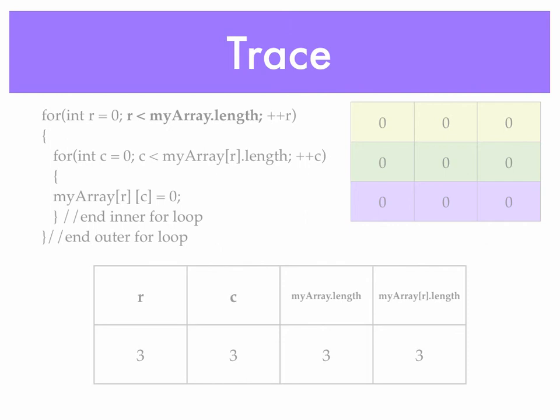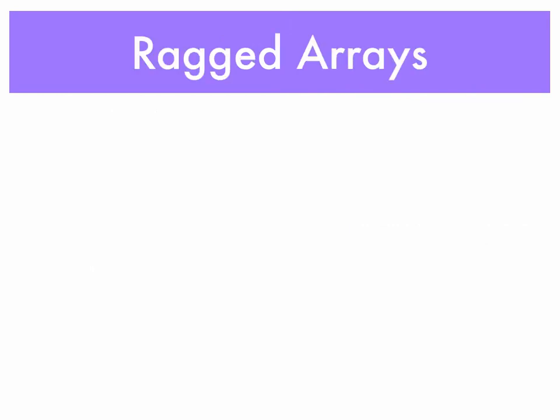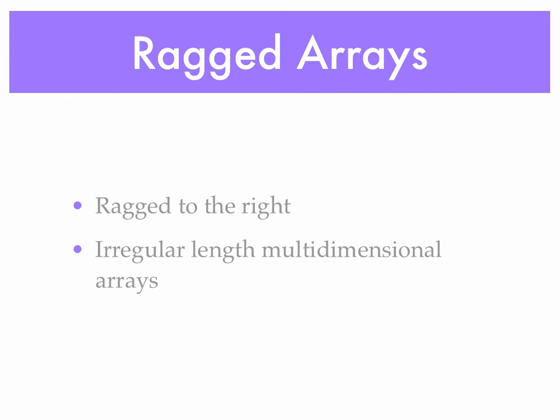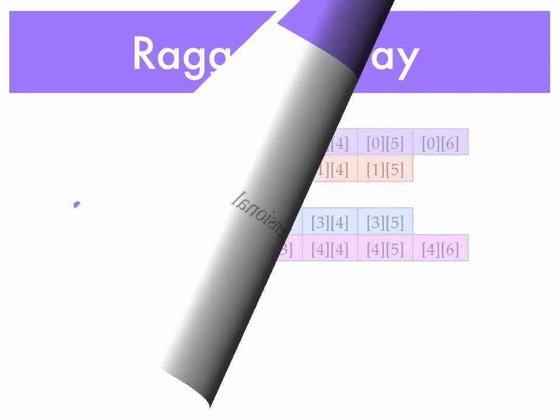The arrays that we've dealt with thus far have all been of equal length and width. Rows, they were square. Now let's look at ragged arrays. A ragged array is always what we call ragged to the right as you look at it. It has irregular length multidimensional arrays. That's what it is. It has irregular length rows within a multidimensional array, or irregular elements. Let's look at a two-dimensional one.